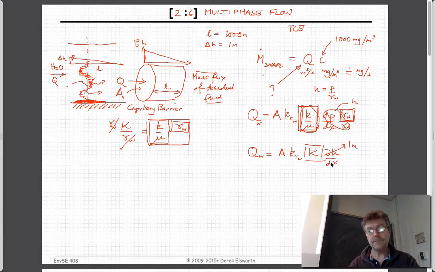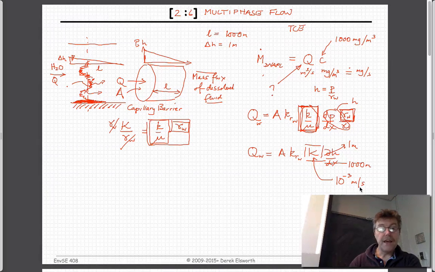This is 1 meter. This is 1,000 meters. This is a hydraulic conductivity. I'm going to choose a number. A sand is something like 10 to the minus 3 meters per second, ballpark, it's a justifiable number. The area is whatever this cross-sectional area is here, which we would calculate if we knew the depth of this. So I don't know what to label that. I guess I won't label it. And all we have to do is figure out what this term here is. So how do we do that?